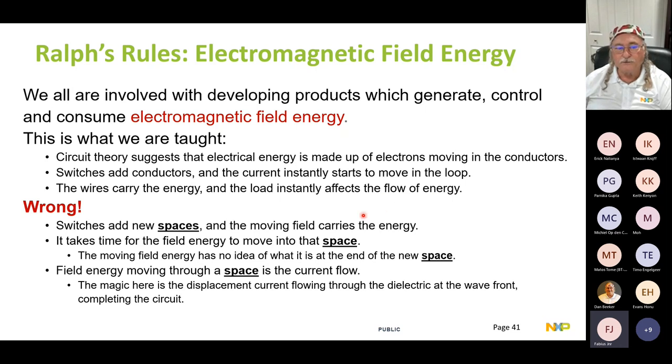It's not right. Switches add a new space, and the field now travels from where it was until the switch was turned on to the new space. You turn on the faucet, the water moves into the hose, and it takes time for it to move. Even though it's the speed of light, it's still only 6 inches per nanosecond. And that's really pretty slow when you start to look at the requirements for these new systems.